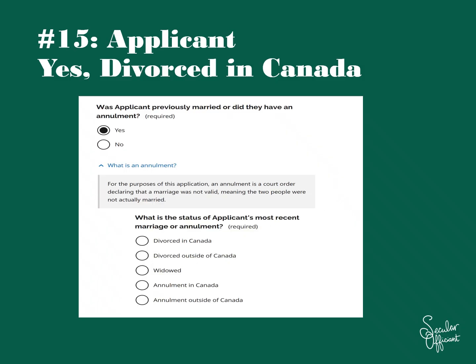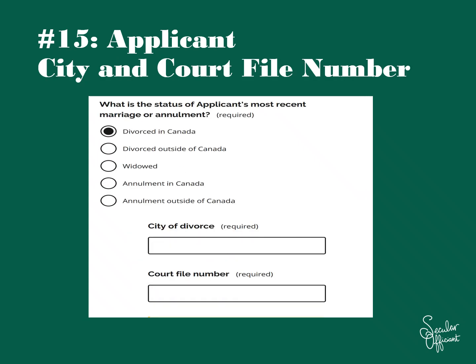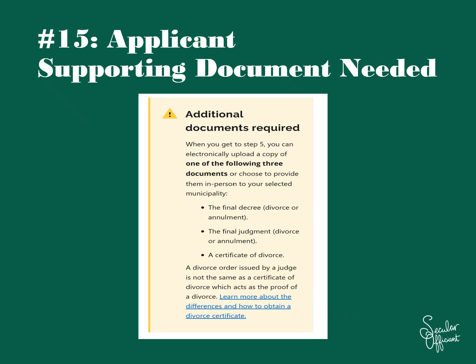For this example, we will select divorced in Canada. We will go through the example of divorced outside Canada in Section 4. You can skip ahead to Step 28 in Section 4 of Joint Applicant Information if applicable. When divorced in Canada is selected, the application will ask for the city of the divorce and the court file number. A reminder will appear indicating that you will need to bring one out of the 3 supporting documents: the final decree, the final judgment, or a certificate of divorce.